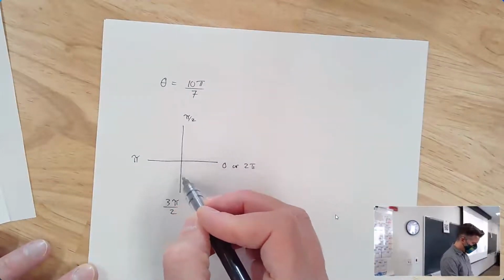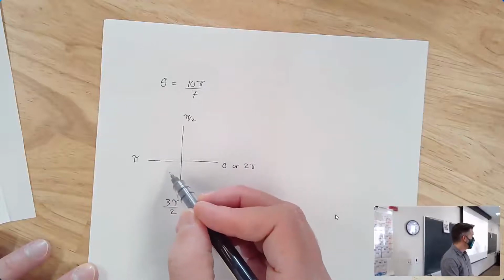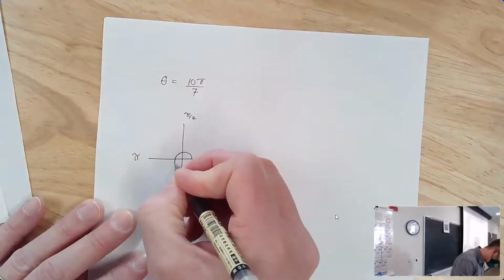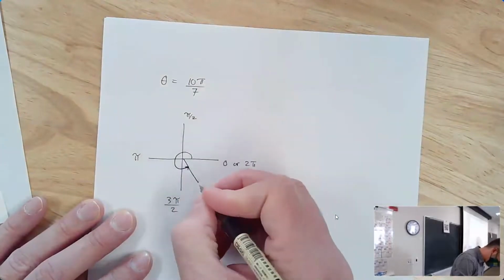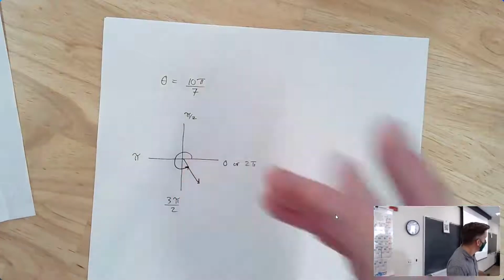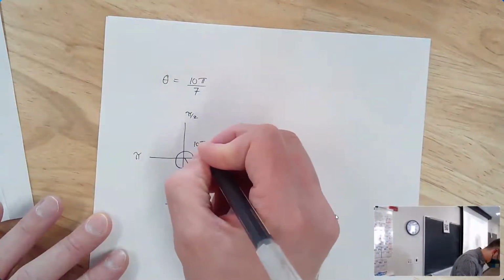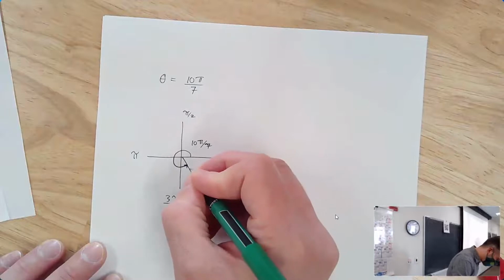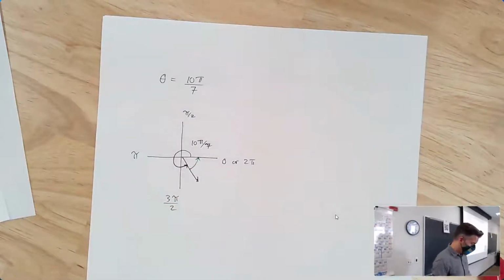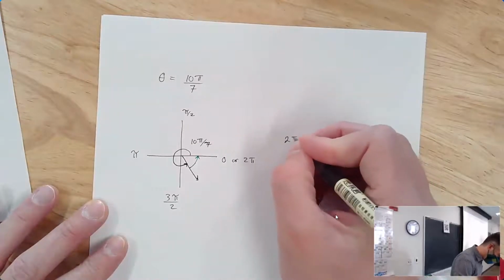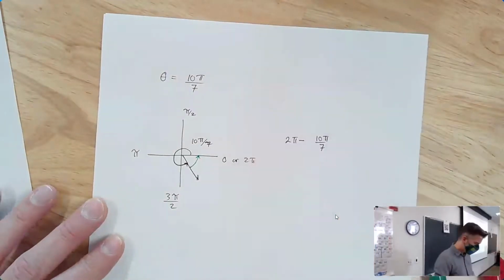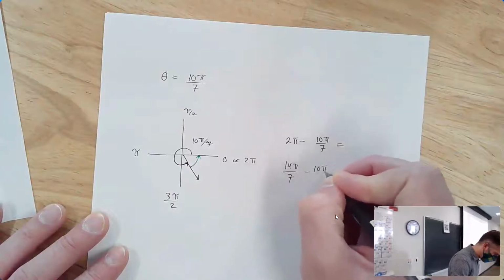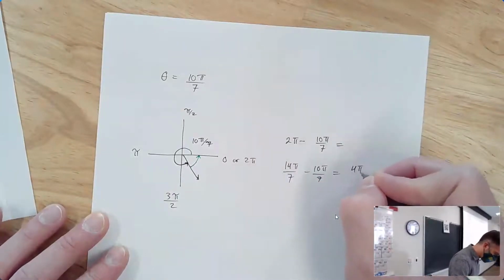How do we know where we're at? Well, let's guess. Let's say we guessed 4. By the way, this guess is wrong. Just want you to know. That's okay. I want to show what happens if you make a wrong guess. So if we guessed 4, then our reference angle would be how much more you need to get to 2 pi. So I would do 2 pi minus 10 pi over 7. All right, so I need some common denominators here. That's going to be 14 pi over 7 minus 10 pi over 7 equals 4 pi over 7.